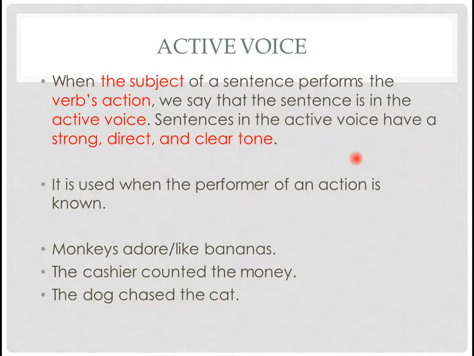The active voice is when the sentence has a specific construction. In an active voice sentence, the subject of a sentence performs the verb's action. We say that the sentence is in the active voice when we have the subject in its original slot. Sentences in the active voice have a strong, direct, and clear tone. It is used when the performer of an action is known, when the subject is known.